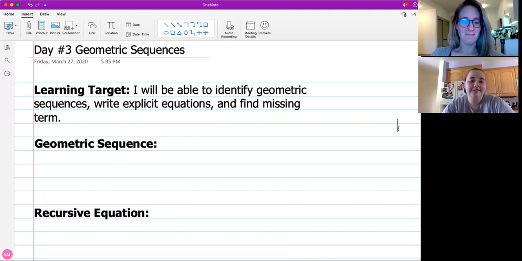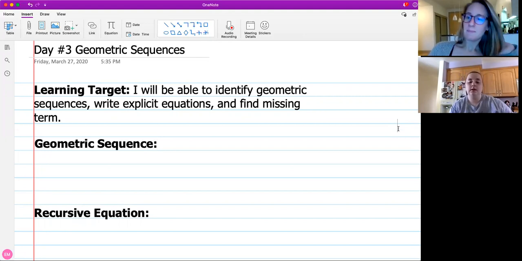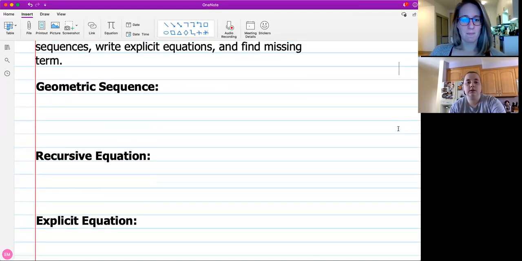All right. So today we are looking at geometric sequences. We're going to look at writing the explicit equations again. We're also going to show you how to write the recursive equations. Like last time, you're not going to really need to know how to do them. It's just a nice tool to have, but we're going to show you how to do it anyways. And then we're going to look at finding some missing terms. So let's just jump right in.